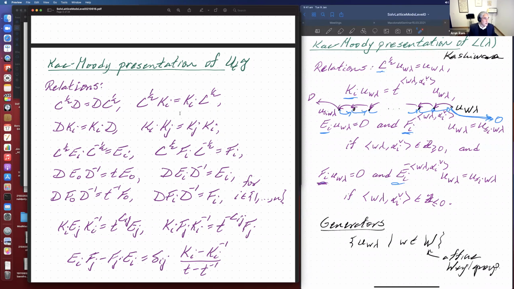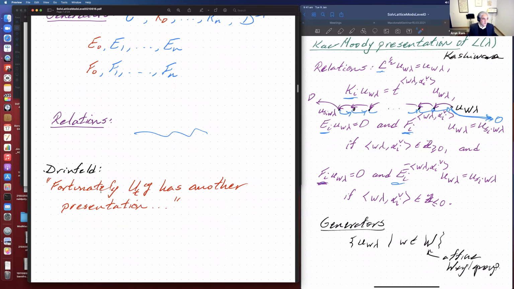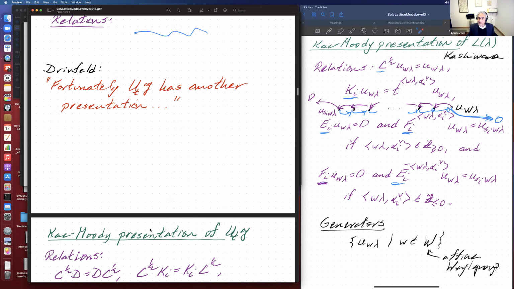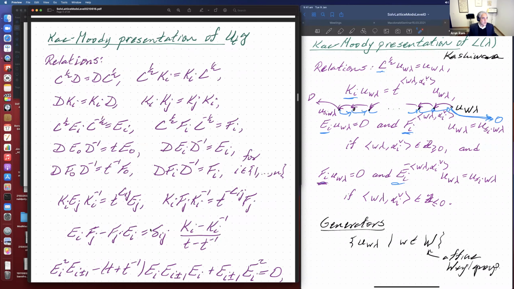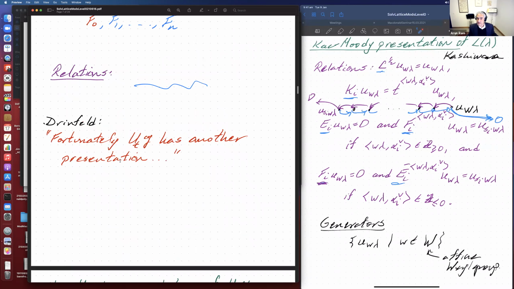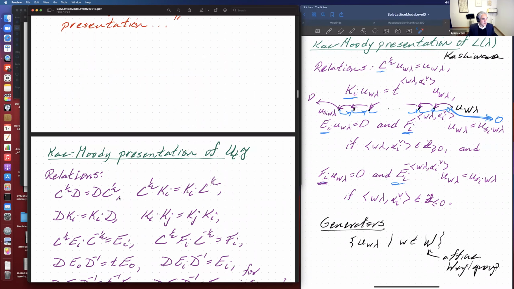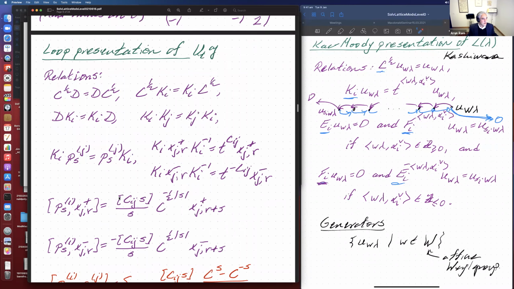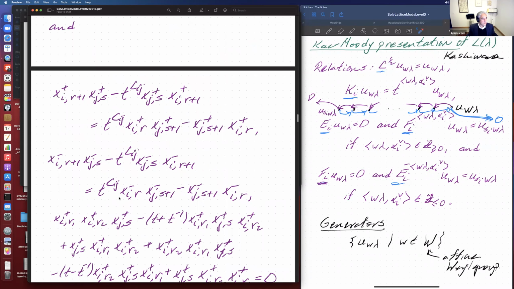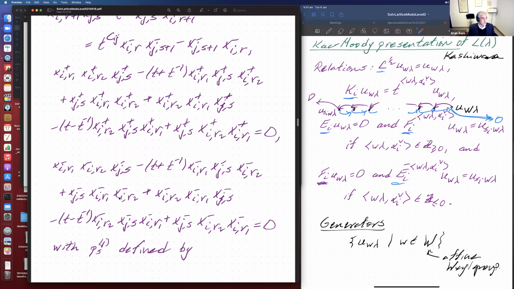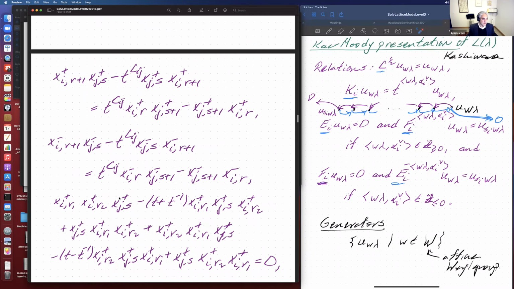And then Kashiwara, Drinfeld says, fortunately, because these relations are so yucky and messy, the quantum group has another presentation, fortunately, right? And so we can look at that presentation, and that presentation only has these relations. So this is the second presentation here, the loop presentation.